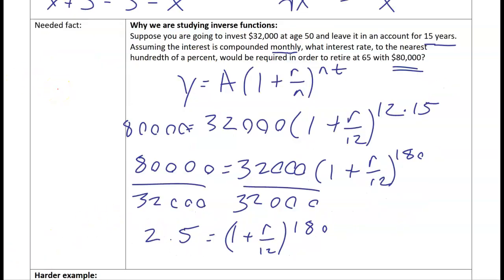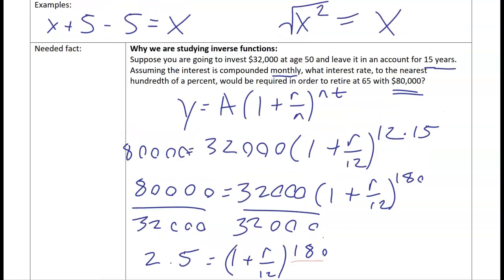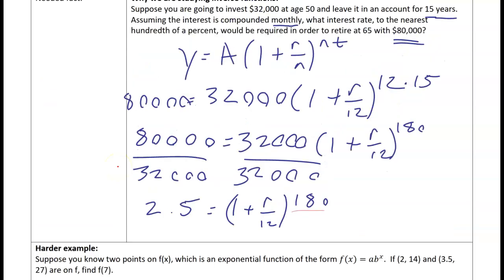And then here's where we have to be a little bit smart. So notice I have this 180, this exponent that is keeping r from being isolated. So I have to do the opposite of raising something to the power of 180. So my needed fact here is that roots are the same as fractional exponents. So what I have to do is take the 180th root, just like I took a square root up here. So my needed fact is that the square root of x is the same as x to the 1/2 power. And the way we'd write this here is the 180th root of x is equal to x to the 1 over 180th power.